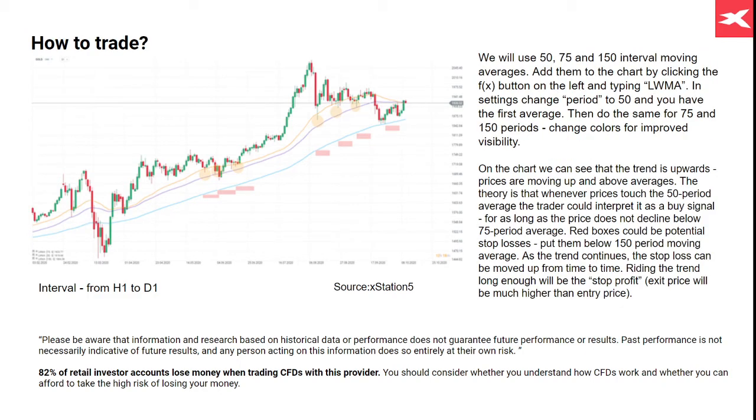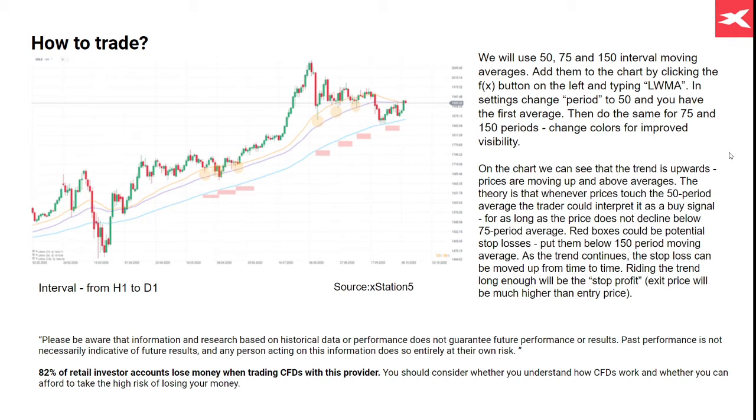For this strategy, we're going to be using 3 different interval moving averages: the 50 interval, 75, and 150. Add them to the chart simply by clicking the FX button on the left-hand side of the XStation platform and typing LWMA. In the settings, change the period to 50 and you have the first average. Then do the same for 75 and 150. Change colors for improved visibility. The XStation allows you to customize the visual aspects of your platform fully.